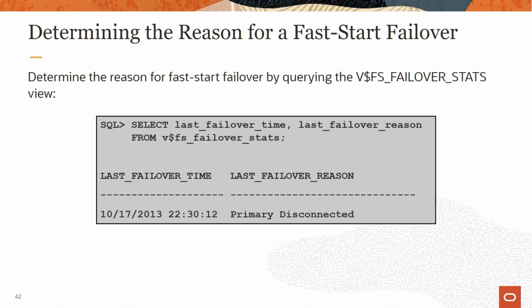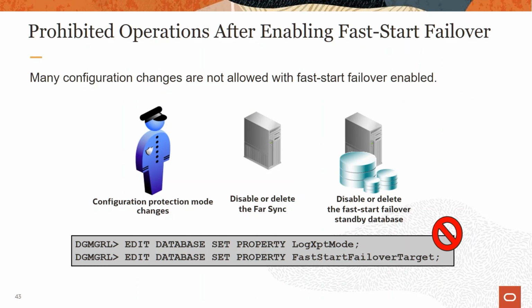Also from V$FS_FAILOVER_STATS, you can determine the reason for fast start failover. In this case, primary disconnected. So we had a problem, the time-based condition was met. So we had a connectivity problem. That's what you can see. And also prohibited operations after enabling fast start failover.